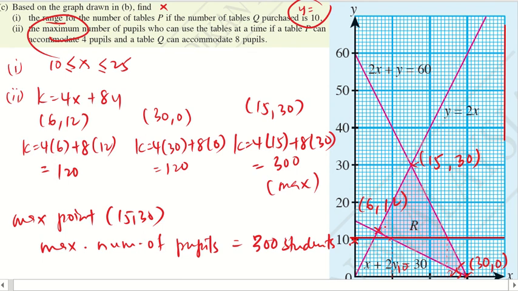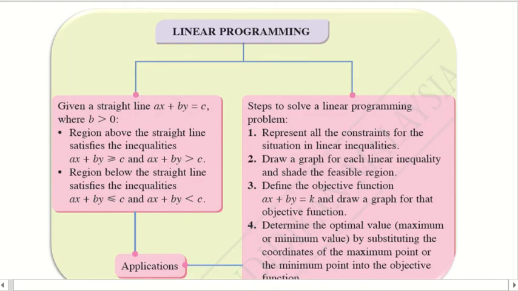That's it. Is it easy? So we end up our whole topic. This is the summary for this topic, chapter 7, linear programming. So we end up this whole topic already.